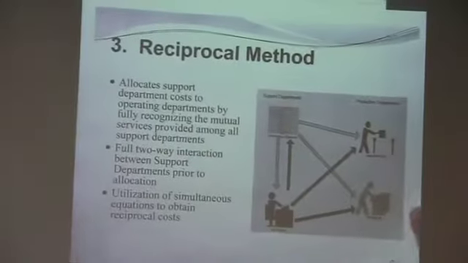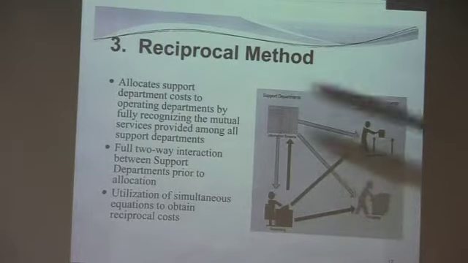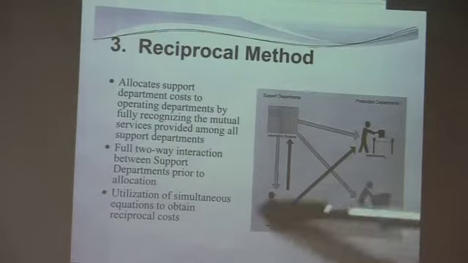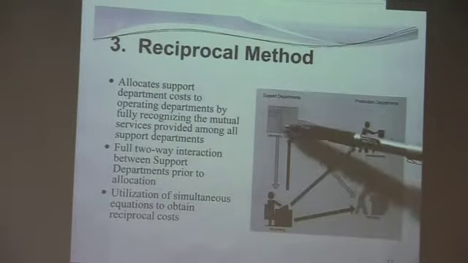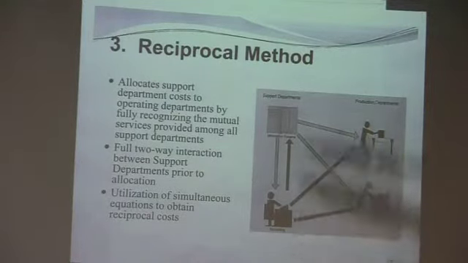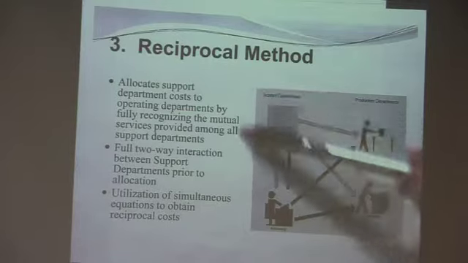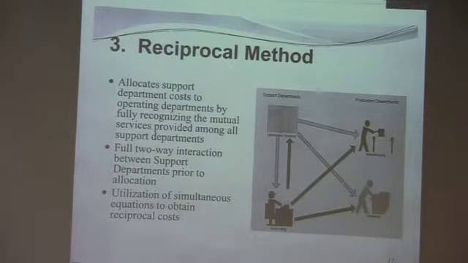The third method is called the reciprocal method. Here we recognize the mutual services provided amongst all support departments. We're going to use a formula to determine how much of the cost of the accounting department is allocated to the IT department, and vice versa. This two-way interaction has to be allocated first to determine the full cost of support before it gets allocated to the production department. So that's essentially your three methods of period cost allocation.